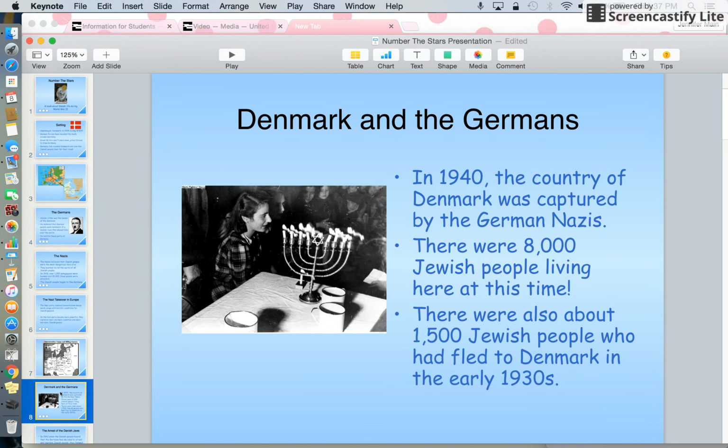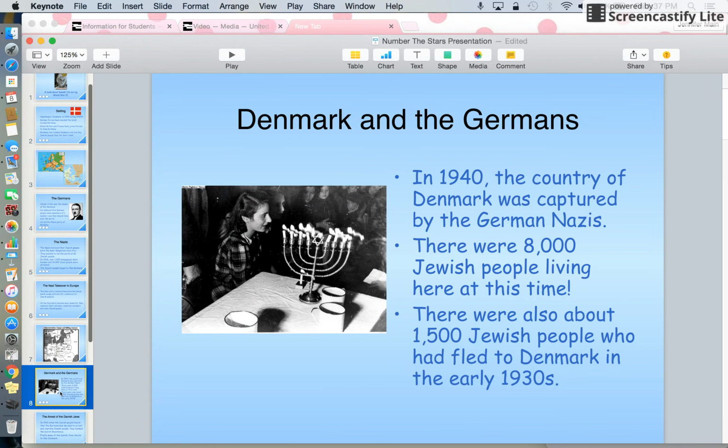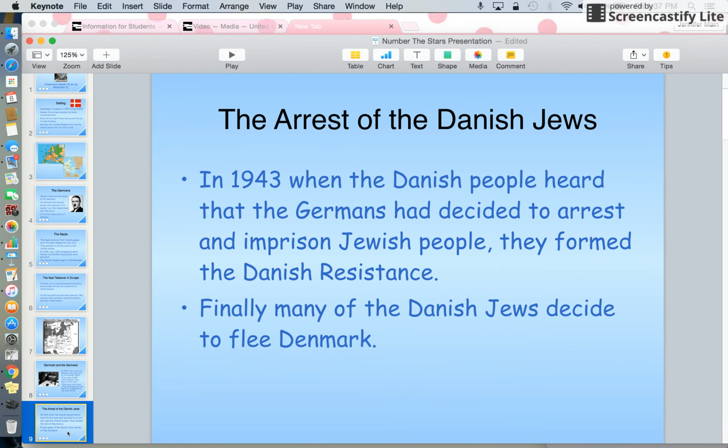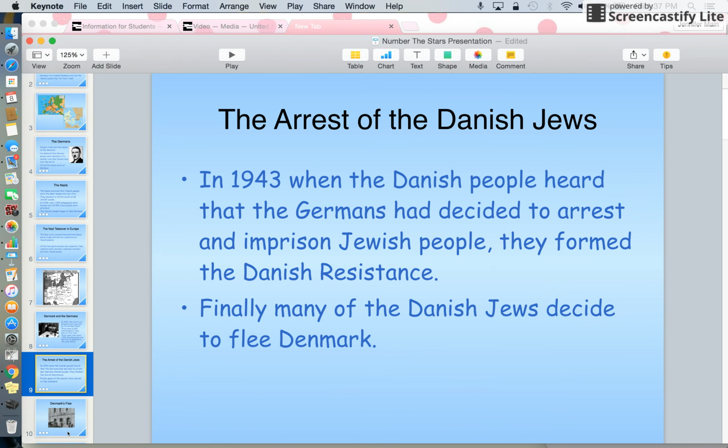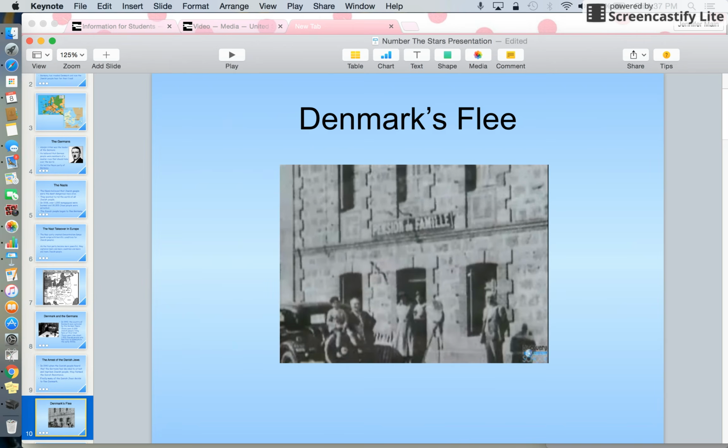In 1940, the country of Denmark was captured by the German Nazis. There were about 8,000 Jewish people living here at the time, and at this point, already 1,500 Jewish people had fled Denmark, and they had done that in the early 1930s. In 1943, when the Danish people heard that Germans had decided to arrest and imprison Jews, they formed the Danish Resistance. The Danish Resistance is going to be a key part of the story, Number the Stars. And finally, many of the Danish Jews decided that it was just too dangerous, and they also began to flee Denmark, just as they had in Germany.